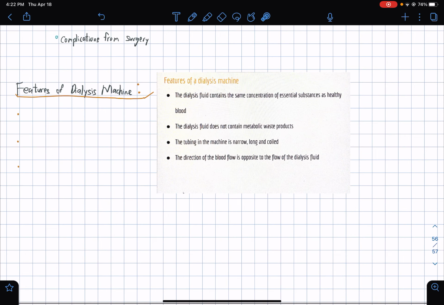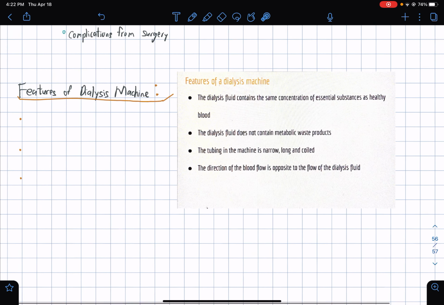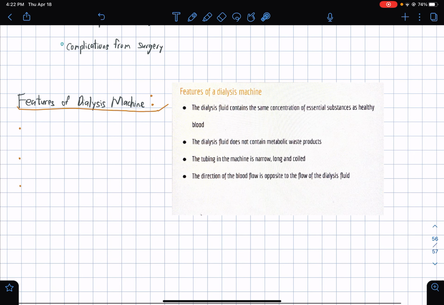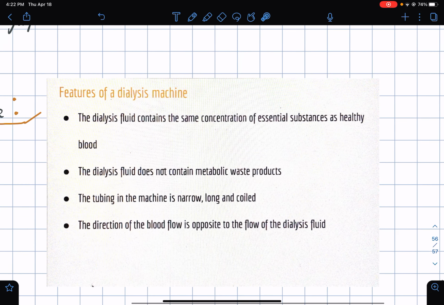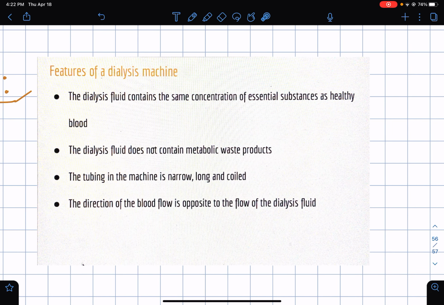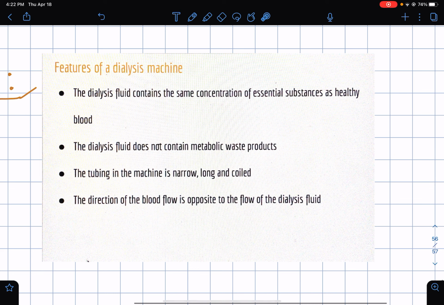So what are the features of a dialysis machine? I was supposed to copy, but I guess I wasn't able to. But this is from my teacher's presentation. The dialysis fluid contains the same concentration of essential substances as healthy blood. So basically, a dialysis machine intends to imitate, in a way, how kidneys filter your blood.